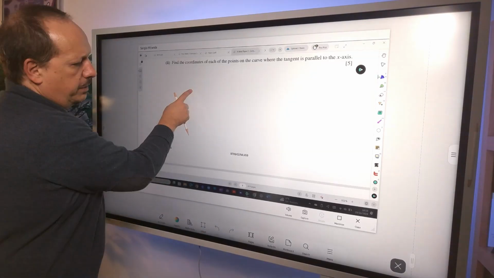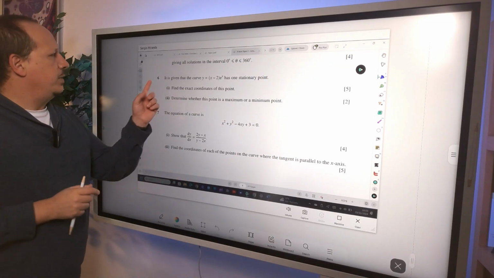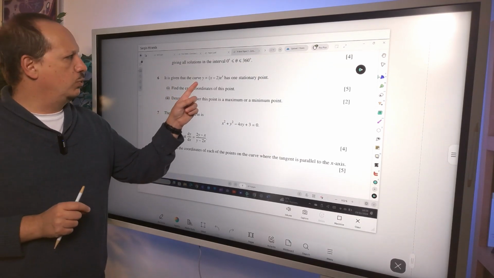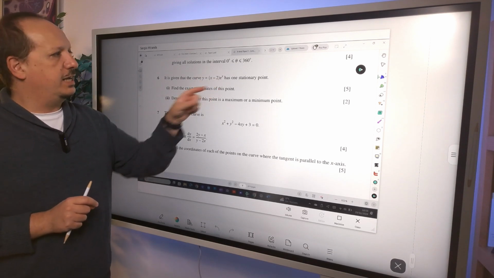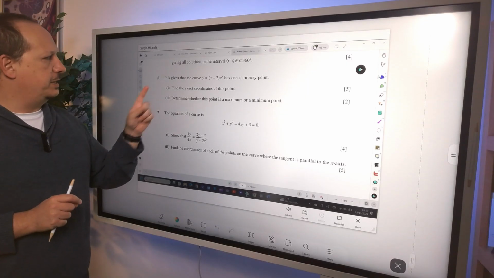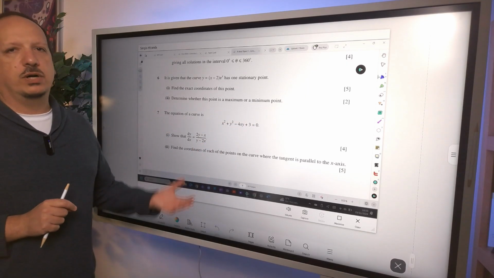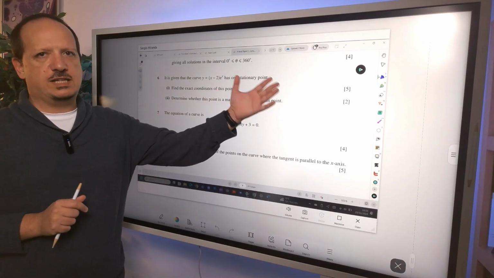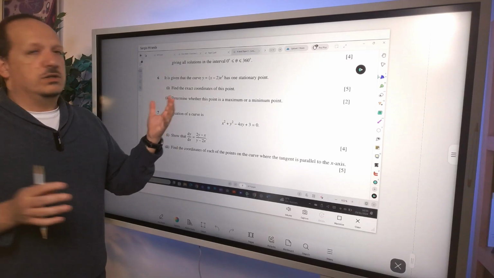Another question, May-June 2008, question 6, and it says, it is given that the curve y equals x minus 2 times e to the power of x has one stationary point. Find the exact coordinates of this point and determine whether this point is a maximum or a minimum point. You solved many questions last year, just like this one. You already know what to do.